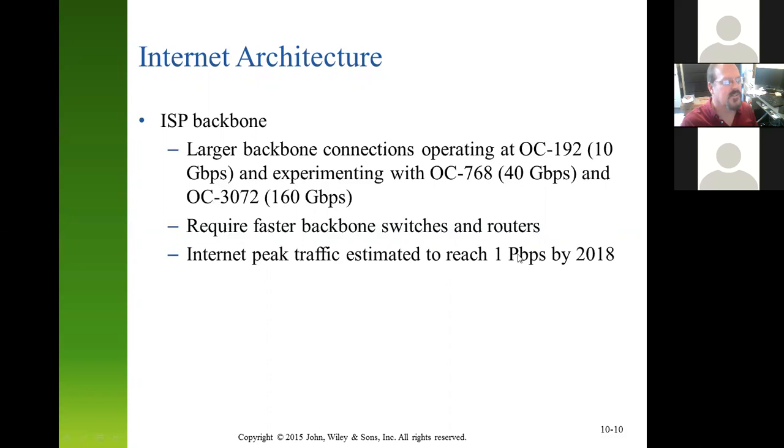So internet peak traffic, like I said, these notes are a little bit old, but by 2018, peak traffic per second that's traveling through the internet was estimated to reach 1 petabit. So what's a petabit?